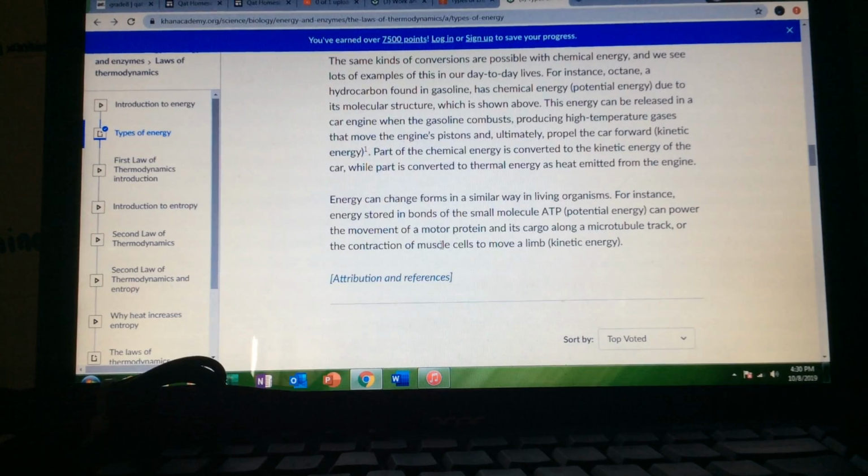Energy can change forms in a similar way in a living organism. For instance, energy stored in bonds of a molecule can power the movement of a motor protein and its cargo along a microtubule track, or the contraction of a muscle cell to move a limb. So these are the types of kinetic energy.